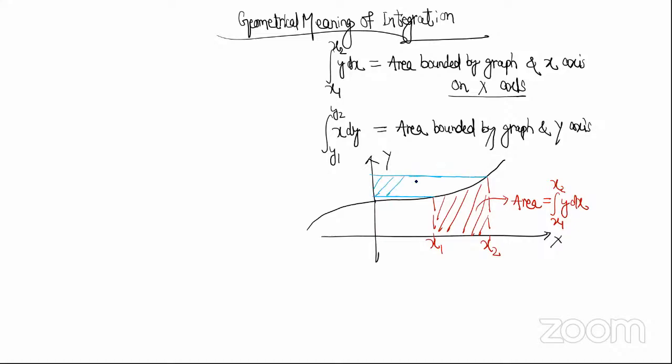अच्छा, now see I can also find out this area. So if the question is find out this area, this is, you see, area bounded by graph and y axis, so this area can be written as integration of x dy, and this is y1, this is y2, इसका limit डालेंगे y1 से y2. Understood the meaning of integration? Yes, sir. Solve a question.